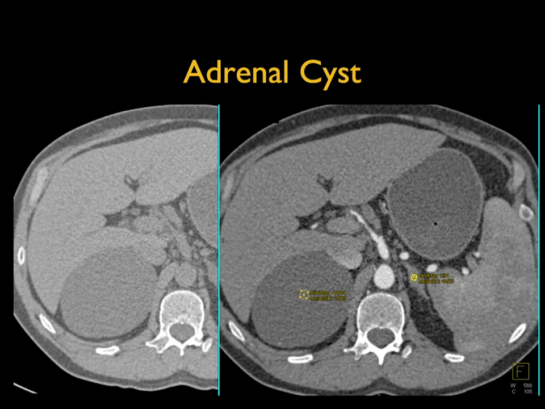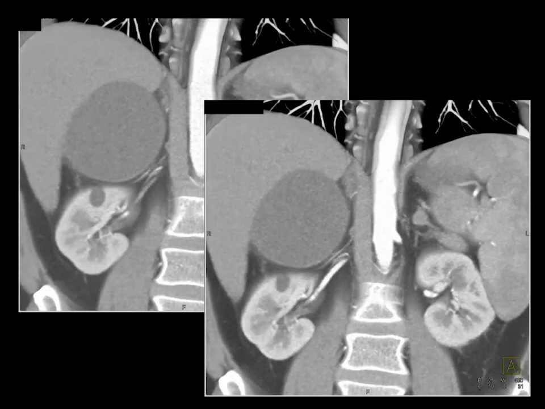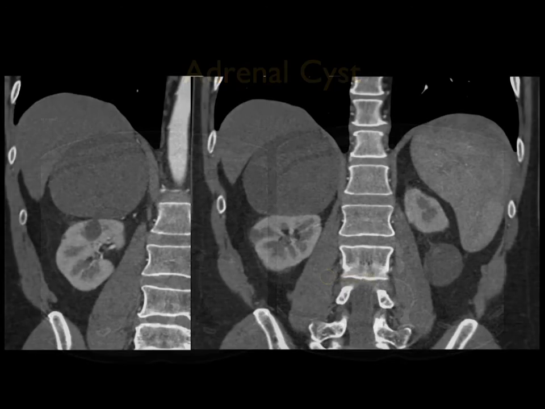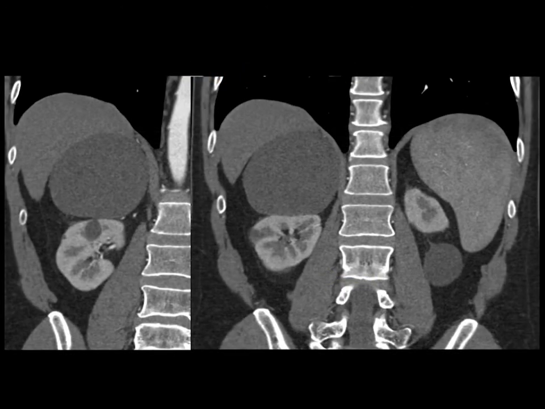Water density. You give contrast, there it is, suprarenal, butts the liver or butts the kidney. So the point here also is larger lesions are not necessarily malignancies, and this is the typical cyst, right? Another example, large, well-defined water density, no enhancement. Here it is in coronal, it's a cyst.